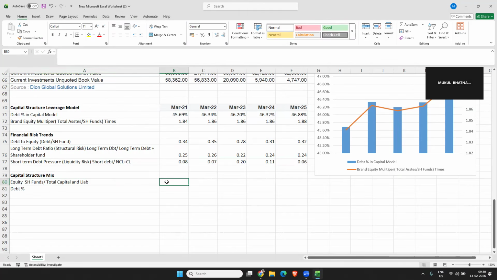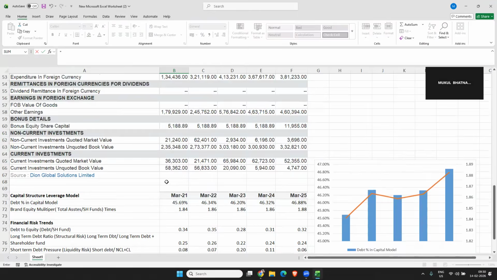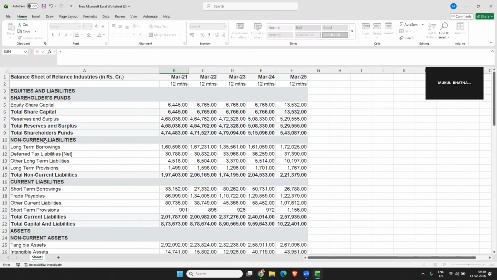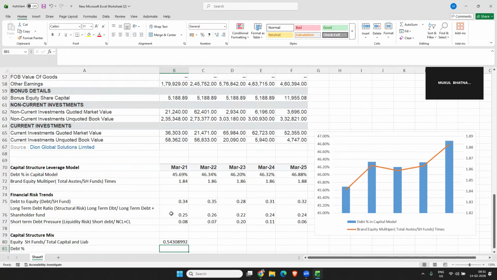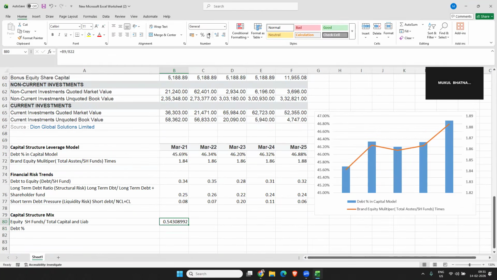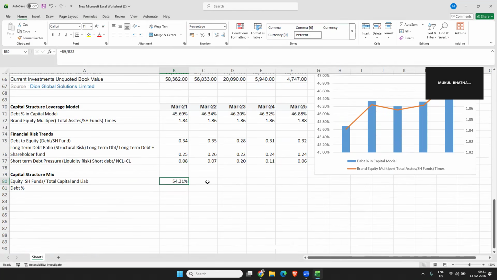So let us apply the formula based on this, equal to shareholder funds. These are the shareholder funds and this is the total of shareholders fund. Shareholder funds divided by, here we can see total capital and liabilities are given to us. So divided by this figure, press enter. This will be in percentage. And this is how we calculate the equity percentage. Now the turn is of debt percentage.